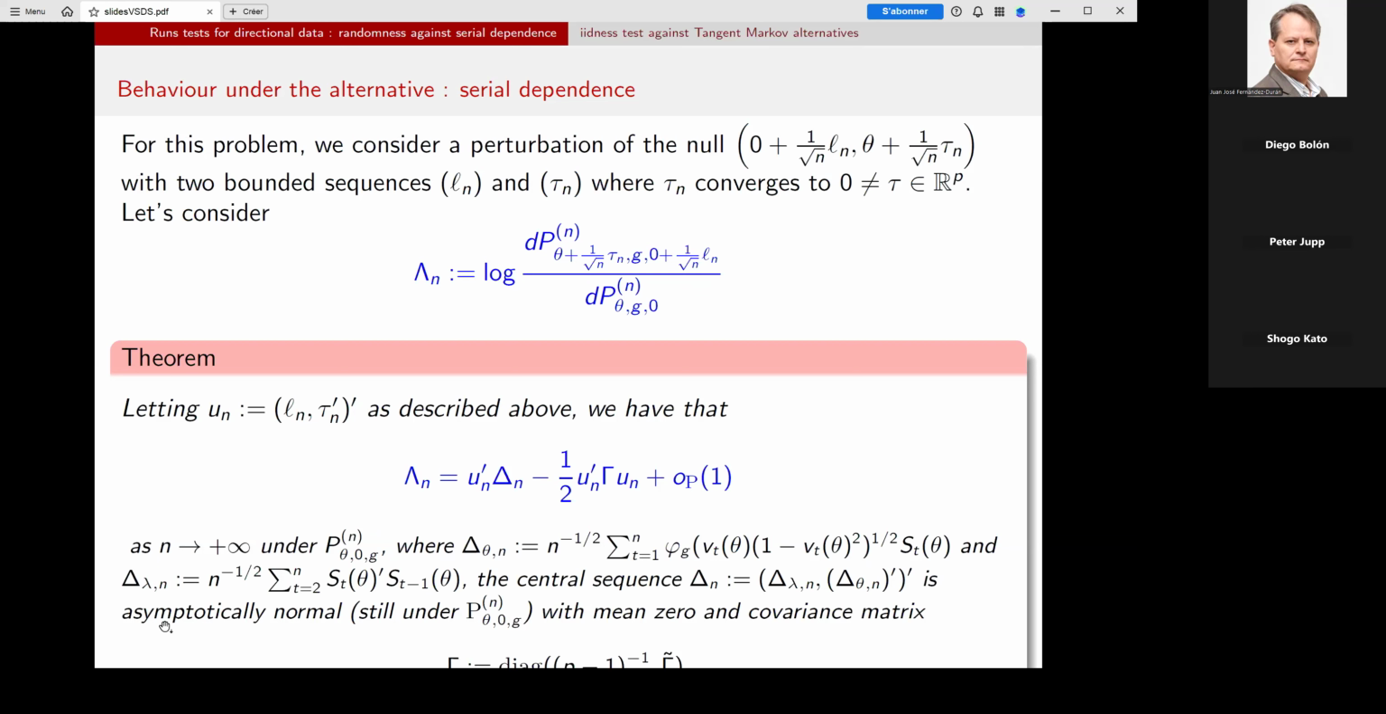The first thing that you can see is that the lambda part is proportional to the run statistic that we have defined. And also with this, you have gamma, which is the Fisher information matrix, or the covariance matrix, if you prefer. And you can see that this matrix has a diagonal structure.